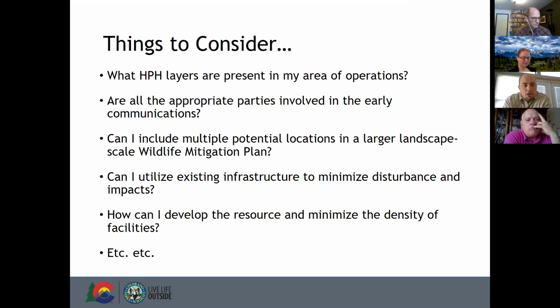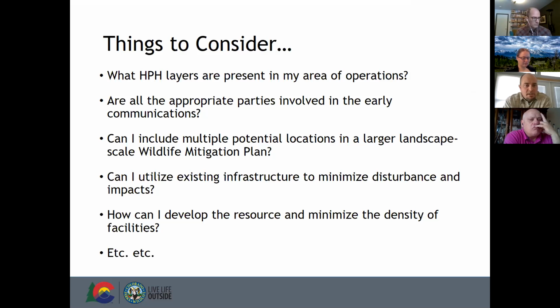As I touched on earlier, multiple locations in a larger landscape scale wildlife mitigation plan. I think there's a lot of efficiencies there and something to consider if it lends itself to your operation. Can you utilize existing infrastructure to minimize disturbance and impacts? This is always a win for us. I'm sure anybody who's done a consultation with us has heard, well, why can't these wells be drilled on that pad that's over the hill? And we understand they maybe can, they maybe can't, but let's always keep that in mind.